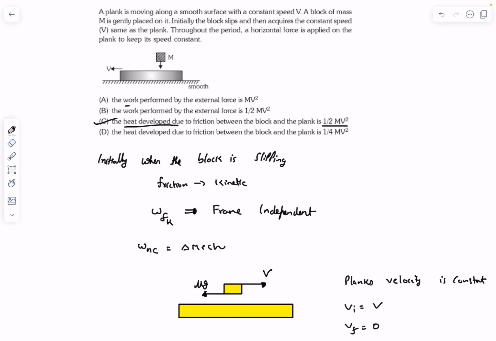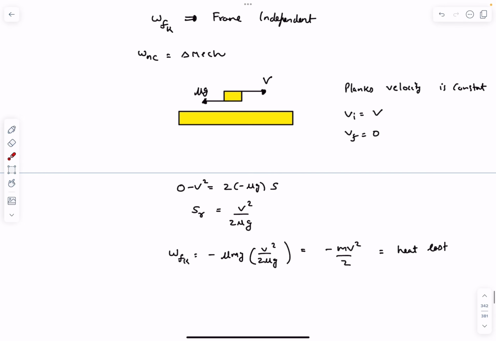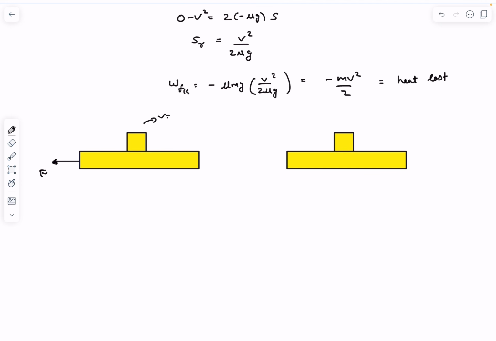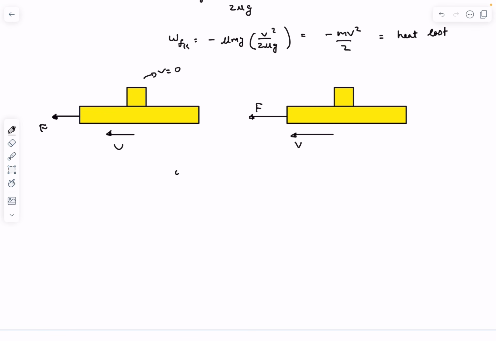Now we have to figure out the work done by the external force. The friction force on the block is towards the left and its magnitude is mu mg. So by Newton's third law, a force of mu mg will act on the plank as well, right? So the external agent's force will be towards the left, and we need to figure out the work done by F. Initially the block's velocity was 0 and the plank's velocity was v, and finally they both have a combined velocity of v. Now we can apply the work energy theorem for this combined system.